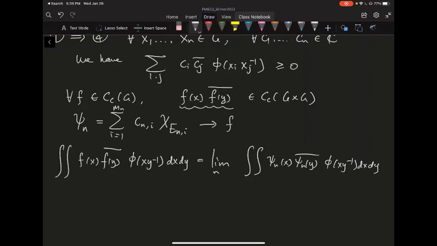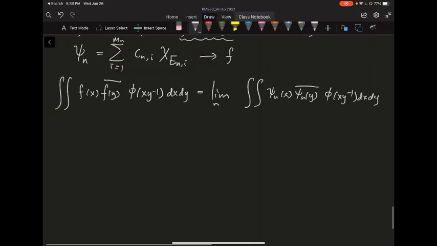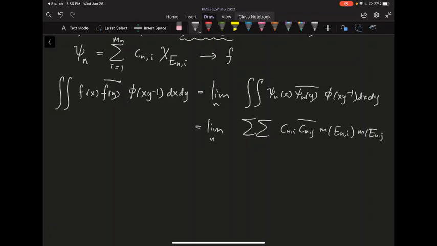And because the psi n are simple functions, if you take a product of them, they're still simple. This is fairly easy to evaluate. So for each fixed n, you can expand it as a double summation, okay? So you have c ni, c nj bar, and then you multiply the measure of, say, E ni and the measure of E nj, and then you have phi of x ni, x nj inverse. In any case, this is going to be positive. So you take the limit, again, it's going to be positive. So this finishes the proof that 1 implies 4.